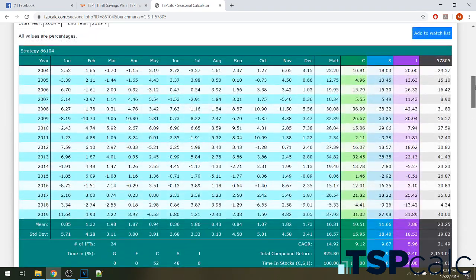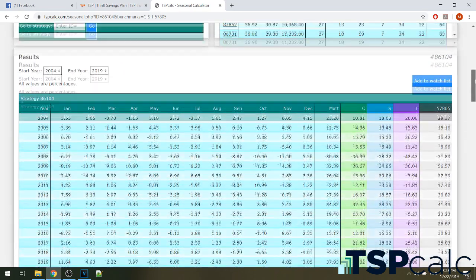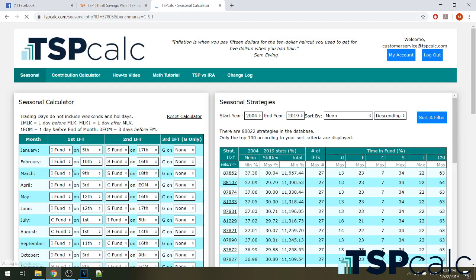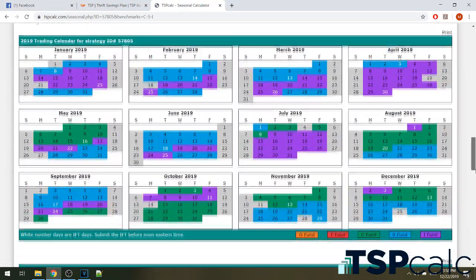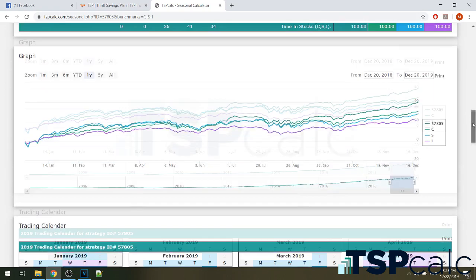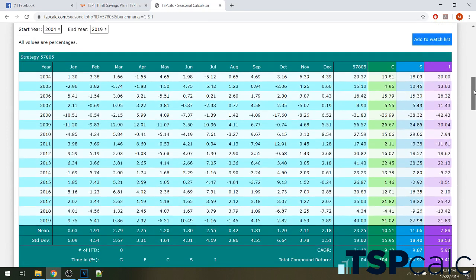So if, from this screen, I decide I want the trading calendar for 57805, what I have to do is enter that here to make that the loaded calculator. So now 57805 is loaded in here. And then I can scroll down, and now it'll show me the trading calendar for 57805, and I can print that out.